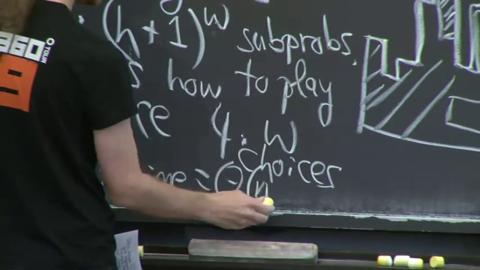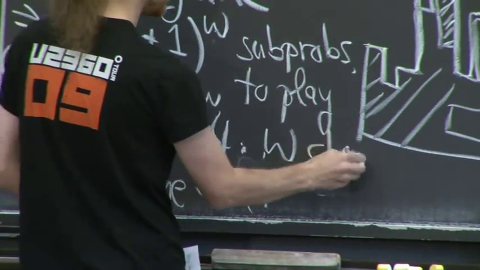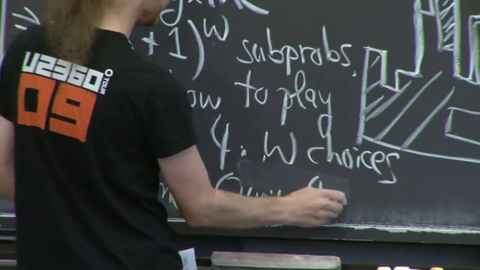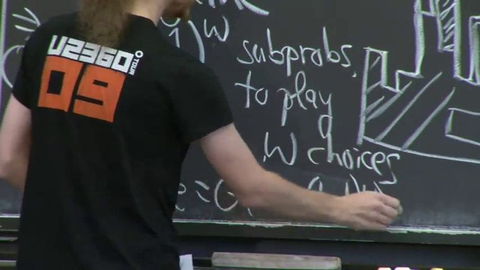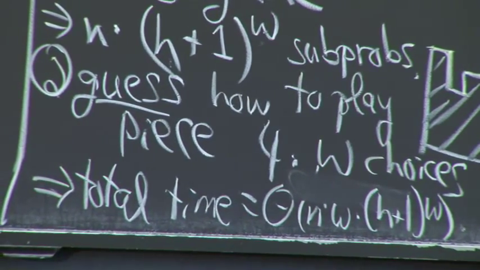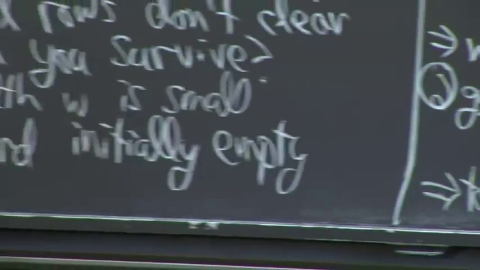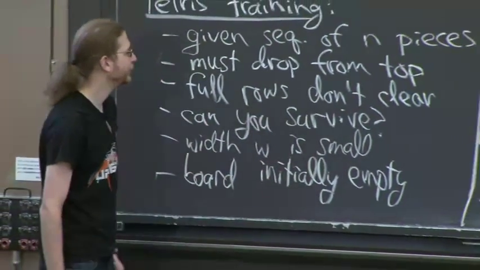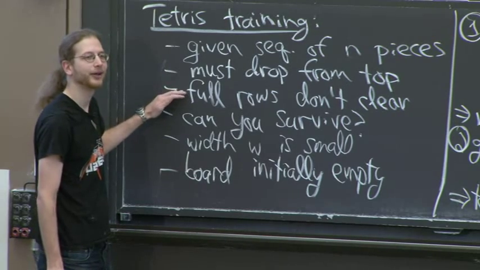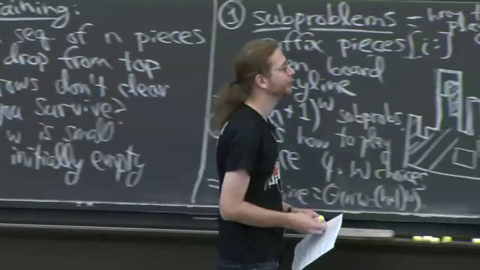Let's see, n times w times (h plus 1) to the w. Open problem. If I drop any one of these assumptions, can you get a dynamic program that's reasonable? Could you do it if w was large? I don't know. Could you do it if rows do clear? That's kind of the least natural constraint here. I don't know. Puzzle for you to think about. I'd love to know the answer.